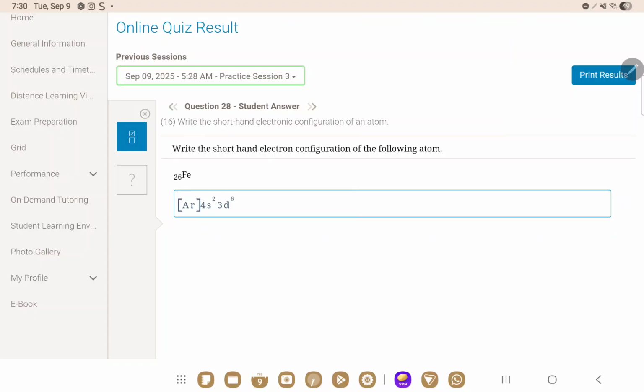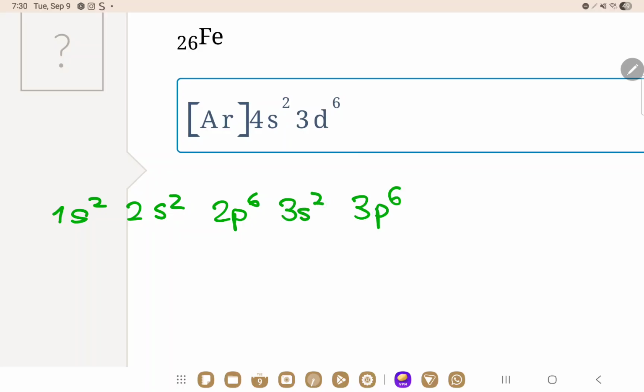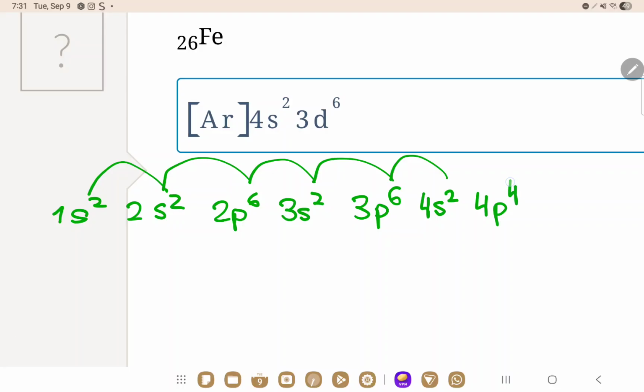Moving on. Now this is a bit new. Here, how to solve it. First of all, we write the entire spdf of it. So it is 1s2, 2s2, 2p6, 3s2, 3p6, 4s2, and since we have 26, we need to count 2, 4, 10, 12, 18, 20. Now we have 6 left. So 3d6.